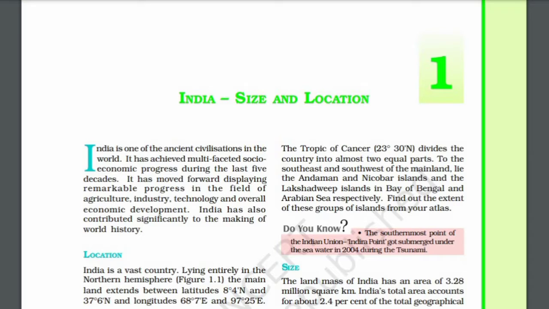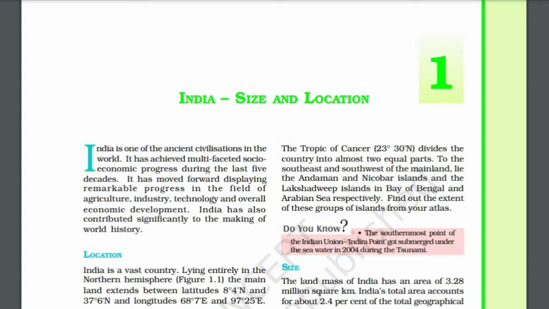India is one of the ancient civilizations in the world. What is meant by civilization? Civilization is the society, culture, way of life of a particular area. It means that the way we are living today is not the same as it used to be many years ago. It has changed a lot, but it is one of the oldest civilizations.